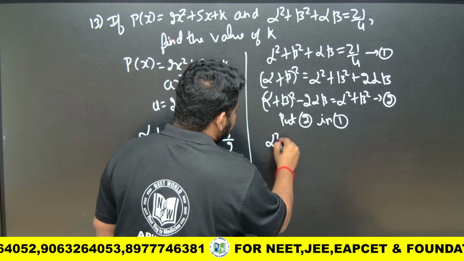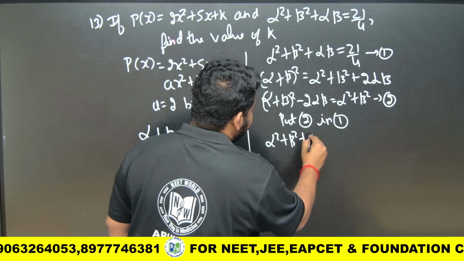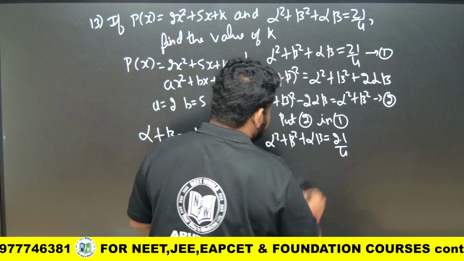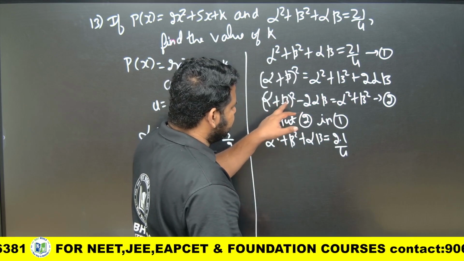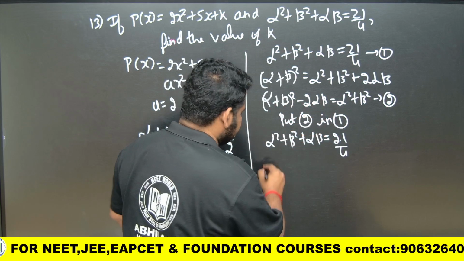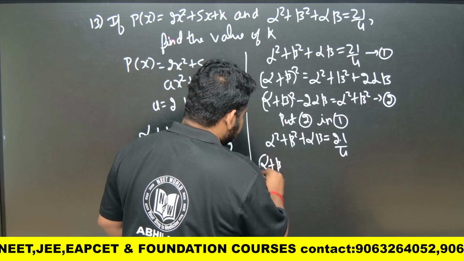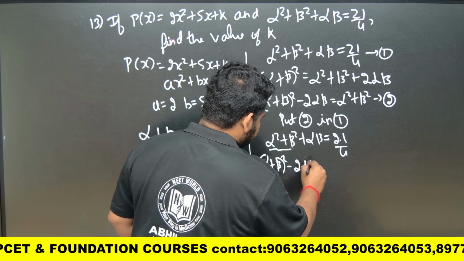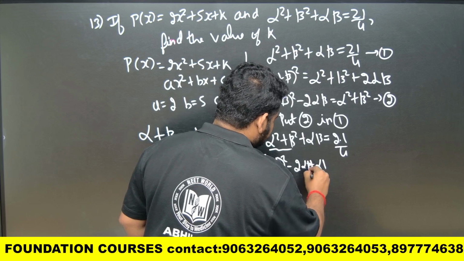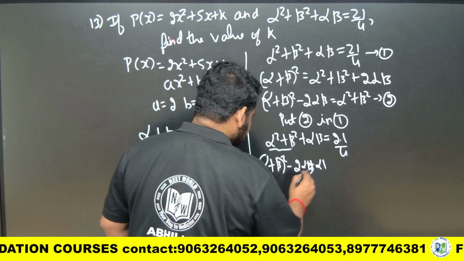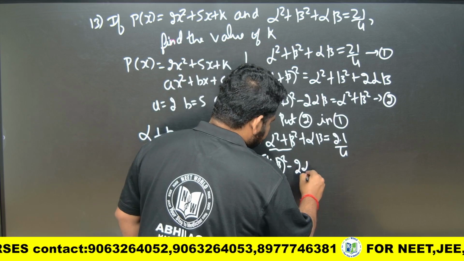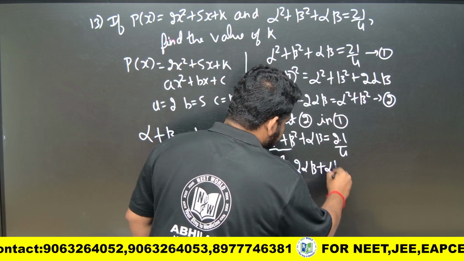Alpha square plus beta square plus alpha beta is equal to 21 by 4. Correct? If I put alpha square plus beta square as alpha plus beta whole square minus 2 alpha beta, what will I get? Alpha plus beta whole square minus 2 alpha beta plus alpha beta is equal to what?